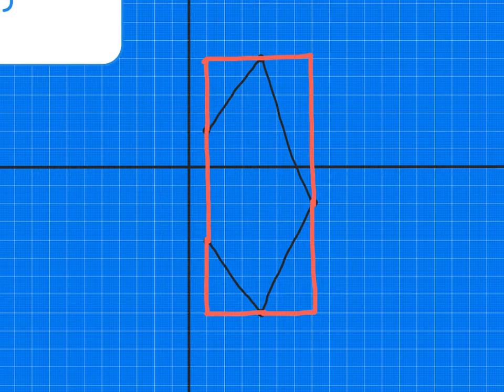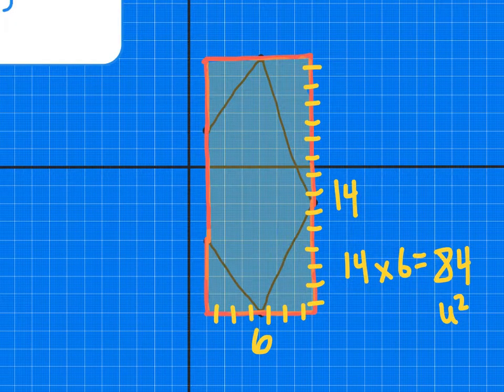So let's do that. So you can see I counted the base and the height, or length and width, whatever you want to call it, since I have 4 right angles. And I got 6 by 14, and 14 times 6 is 84, and that would be units squared. And then I highlighted all that would create. But keep in mind, I don't need this section. I don't need this section, or this one, or this one. I just need this space.